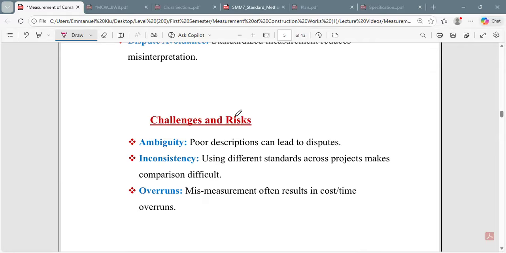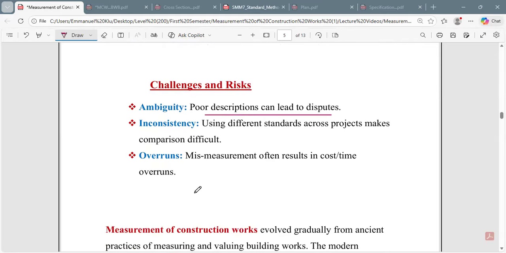What are some challenges in measurement of construction work? One, there is ambiguity. Ambiguity means poor description and can lead to dispute. Also, inconsistency. Using different standards across projects makes comparison difficult, because Nigeria is using a different one, Ghana is also using a different one. If they come here to build, they are going to use a different one. We also use a different one. It ends up resulting in a whole lot of problems. So if we all can accept one thing, life can be much easier.